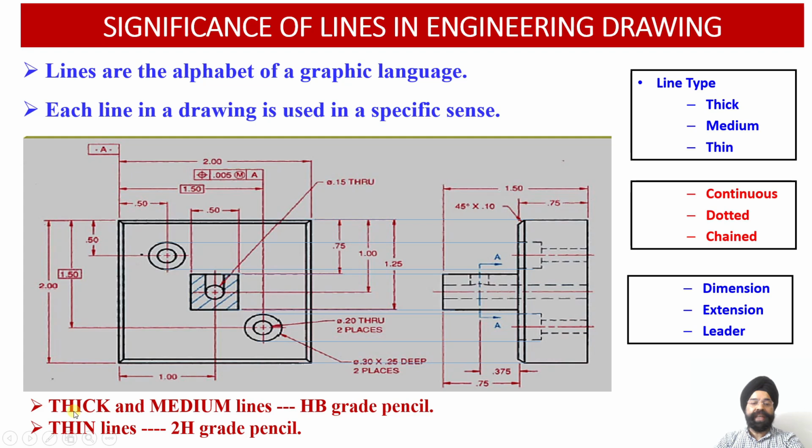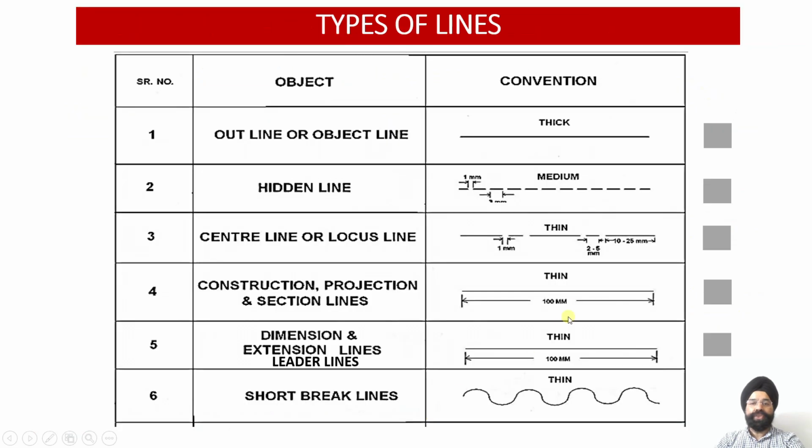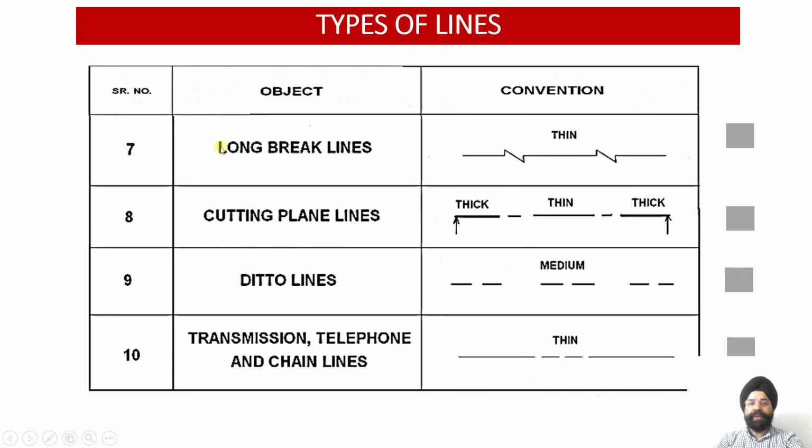And as I told you, whenever you have to draw the thicker lines or the medium lines, the HB grade pencil will be used, and whenever we have to draw the thin lines or the construction lines, 2H grade pencil will be used. So as we have said, there are a large number of lines which are used in engineering drawing. So you can see the list. There are 10 types of lines that we are going to discuss. So we are going to pick them up one by one.